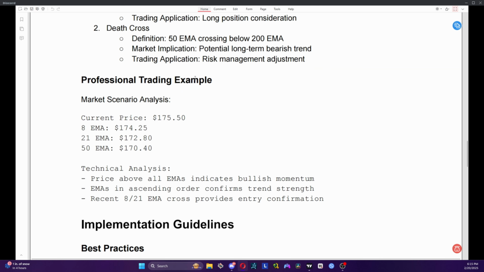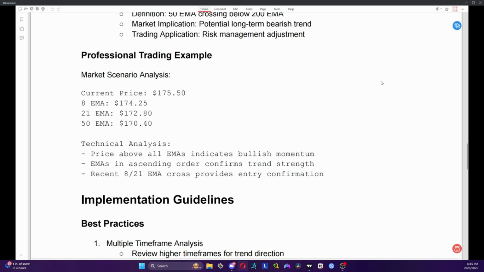I put this as an example so you guys can get a clear perspective. So you have an 8, 21, and a 50 EMA, right? And there are the prices. And you can see the current price. So when price is above all of the EMAs, it indicates bullish momentum. So if price breaks and closes above the 8, it breaks and closes above the 21, and it breaks and closes above the 50, right? You can sit there very comfortably knowing that you're in the right side of the trade.